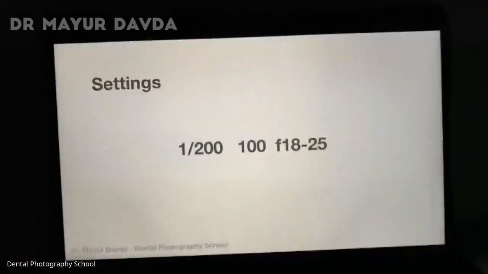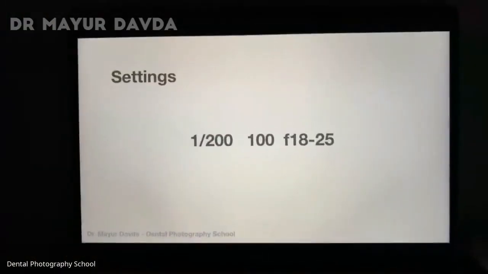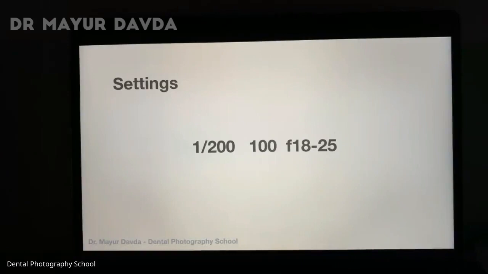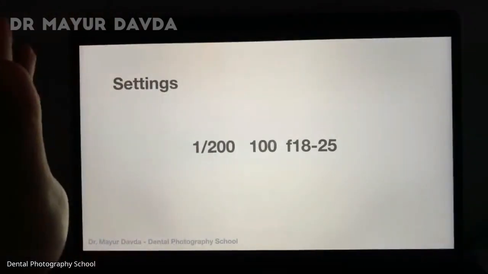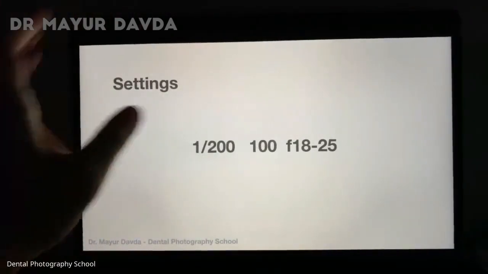Okay, these are guidelines. Just remember that these are not rules. They'll help you. They'll guide you. That f18 for mirror images and f25 for direct images. All right.